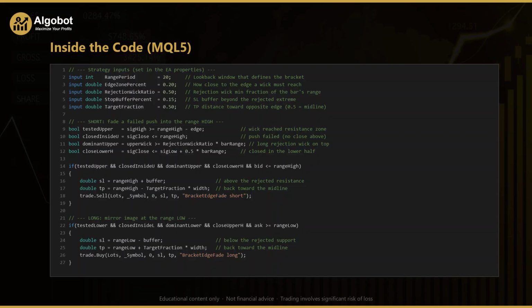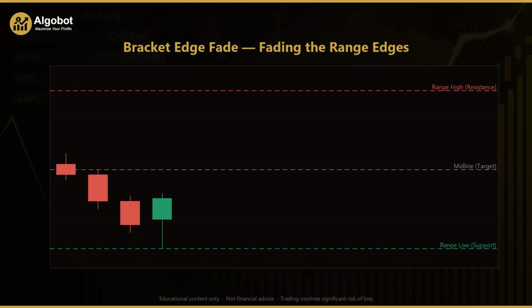The stop loss is the range high plus the buffer, just above the rejected resistance. The take profit is the range high minus the target fraction times the width, pulling price back toward the midline. The long block directly below is the exact mirror at the range low. Let's watch this play out on the chart.